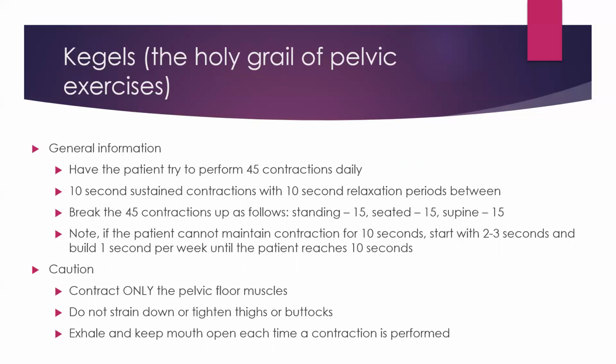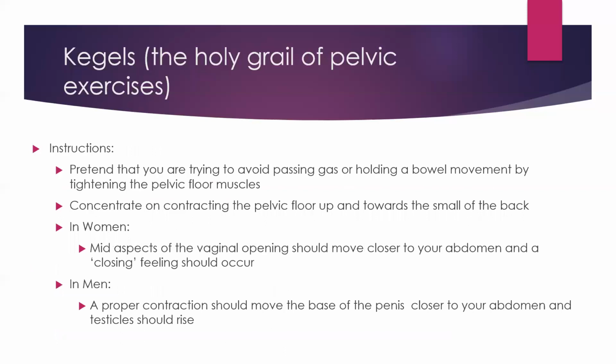If the patient can't maintain the contraction for 10 full seconds, then you start with what they can. If they can only do 2 to 3 seconds, start with 2 to 3 seconds, and then just build on it every week. The patient has to be careful to only contract the pelvic floor muscles. Don't strain down or tighten the buttocks. Don't do that Valsalva maneuver. And they should be breathing, keeping mouth open, because that'll help them keep from doing Valsalva.